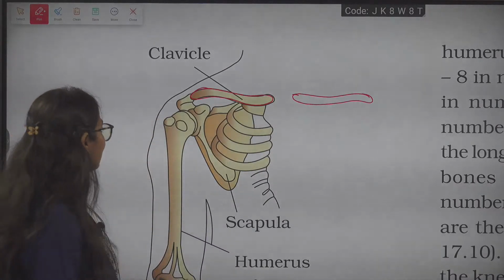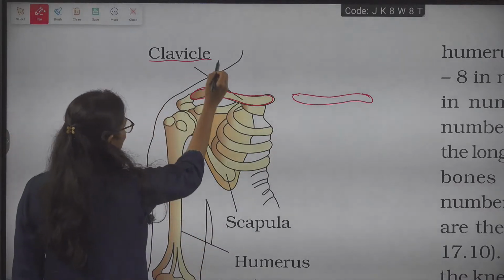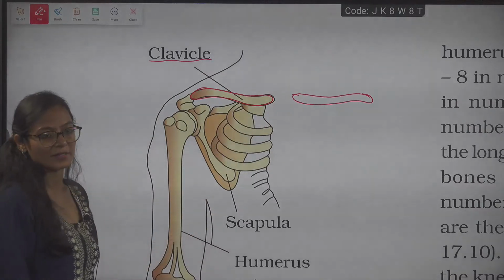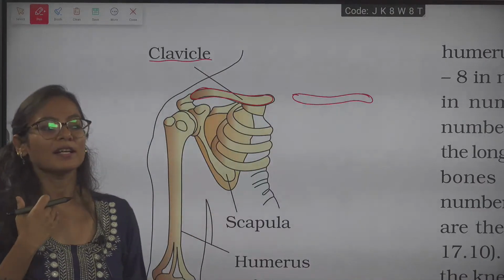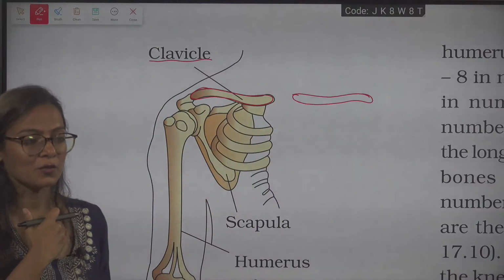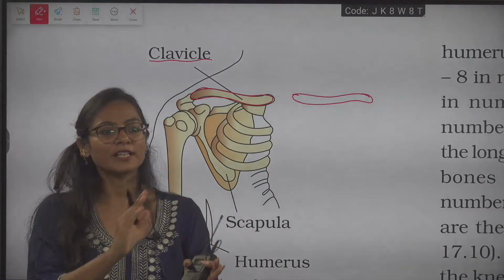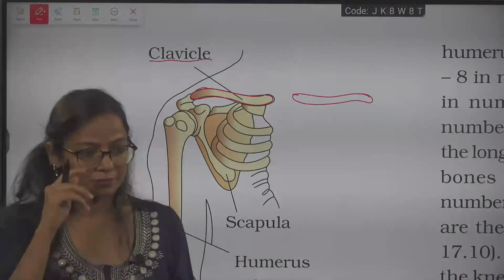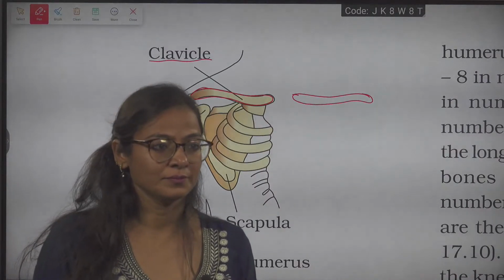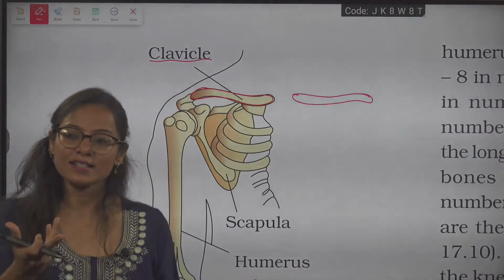And it is called as clavicle. This collarbone is also known as clavicle, right? So here one and here one. Now, collarbone is present ventrally or dorsally? Quickly tell me. Ventrally or dorsally? Quick. Ventrally. Right? This side is our ventral side.